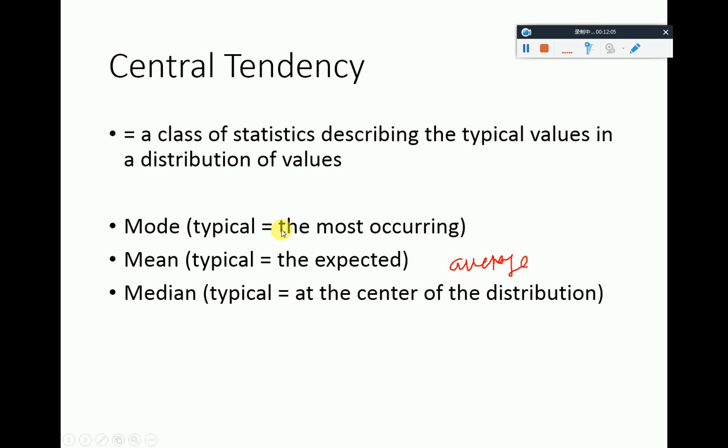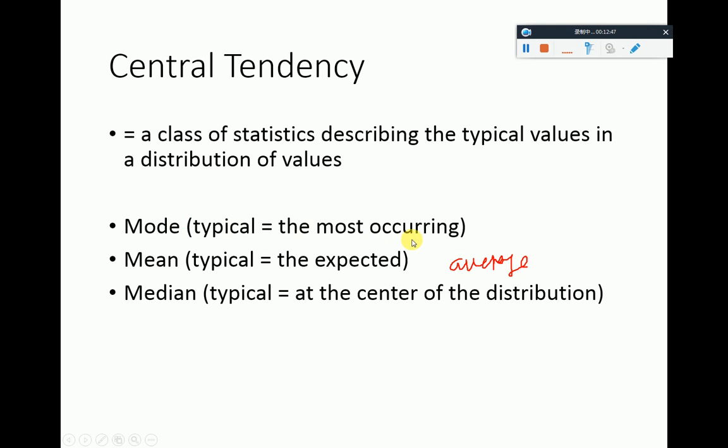So you might ask, well, wouldn't these three be the same? Isn't the most occurring value something that we expect? Also, isn't the expected value always at the center of the distribution? Well, the short answer is no. The expected value doesn't have to be at the center of the distribution, and it doesn't have to be the value that occurs most often. And obviously, the value that occurs most often does not have to be at the center of the distribution.